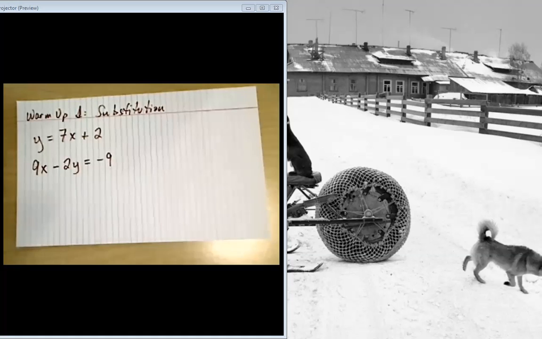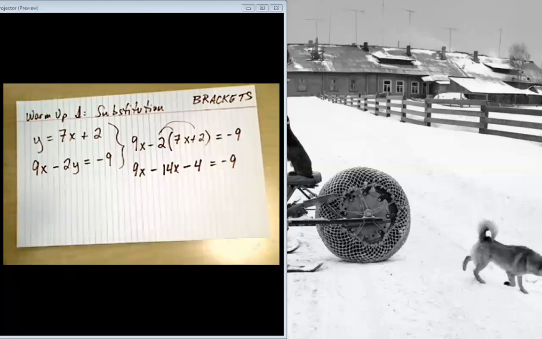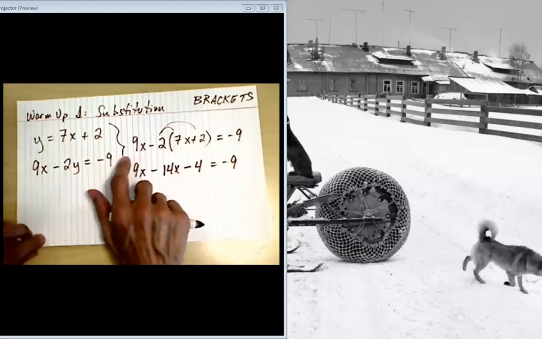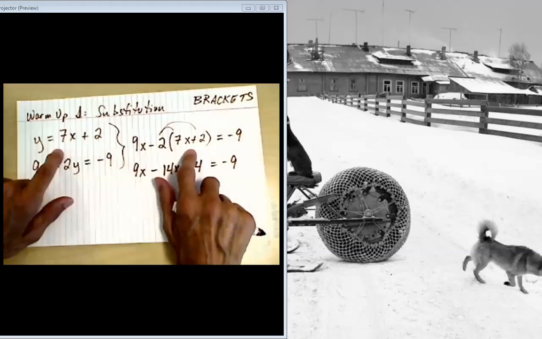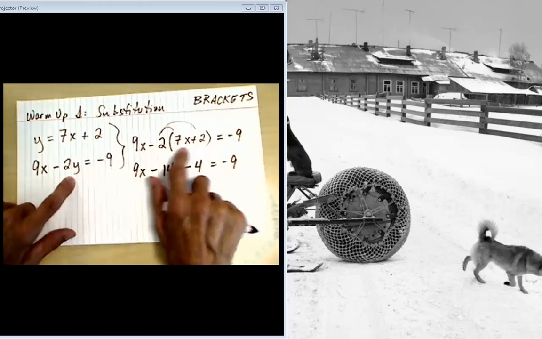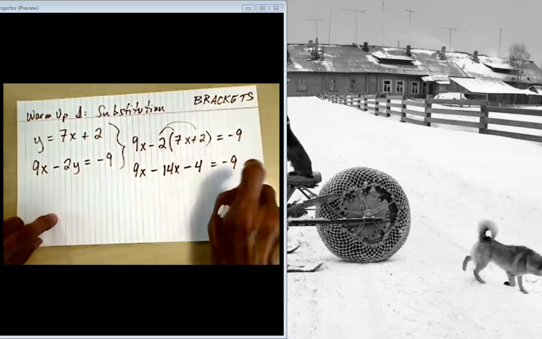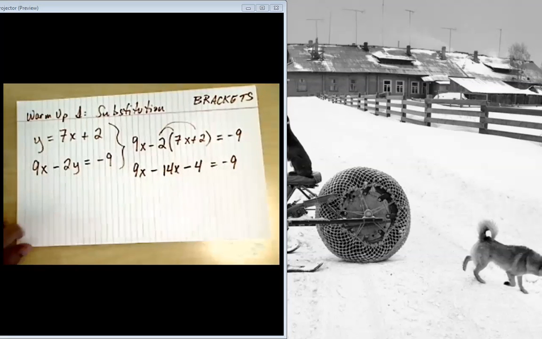Check your knowledge. Okay, so we started solving this question. Zoom said put the 7x plus 2 in place of y, which is good. And then we multiplied it out and we got this far. Right on. What next? Anyone? Class? I think the 9x is not gonna change again.